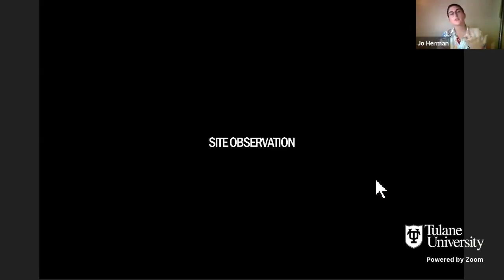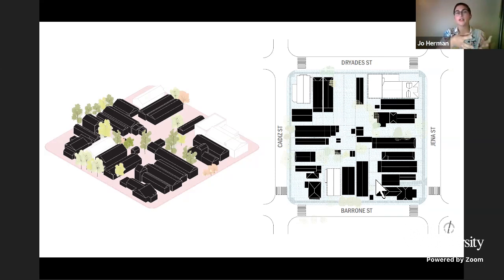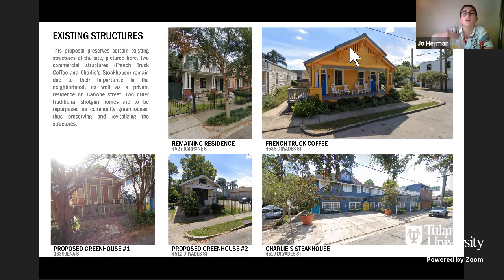So this is some site observation. I have an axonometric of the site as it is right now. The white houses are the houses that won't be moved. I also have my plan, which shows the same thing, and here are some pictures. There are the remaining residences: French Truck Coffee, Charlie's Steakhouse, and one private residence. But in my project I have also decided to keep two of the original houses and refurbish them as greenhouses. Those are also shown here, just so you can get a sense, they're the two houses right behind Charlie's Steakhouse, which I'll elaborate more on.